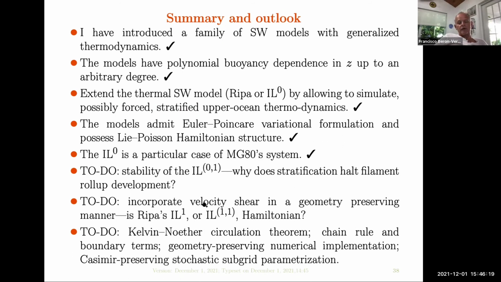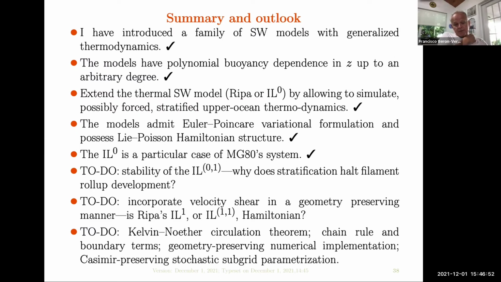goal: incorporate vertical shear in a geometry-preserving manner in a model. There's a model developed by Ripa. This is actually a Ripa model that is called IL1, or in our notation, IL11. It has linear variation for buoyancy in the vertical and also in the velocity. I don't know if it is Hamiltonian. It might be. I've been working on this for a year now, so I might now know how to actually see if the system is Hamiltonian or not.